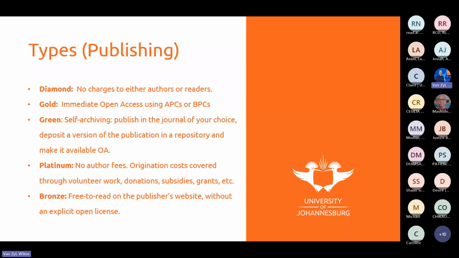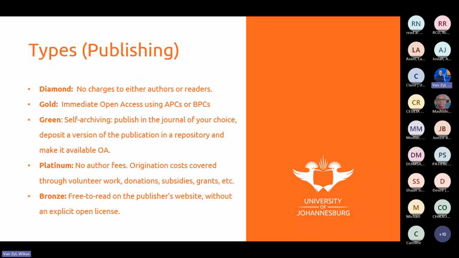So firstly, they would publish it in a journal, and then with the journal's permission, make it available on a repository. So if the journal gives permission, that article will be available on a repository in open access format. But like I said, only with the permission of the journal publisher. Then there's Platinum Open Access, where there's no author fees and the origination costs are covered through volunteer work, donations, subsidies, and grants.